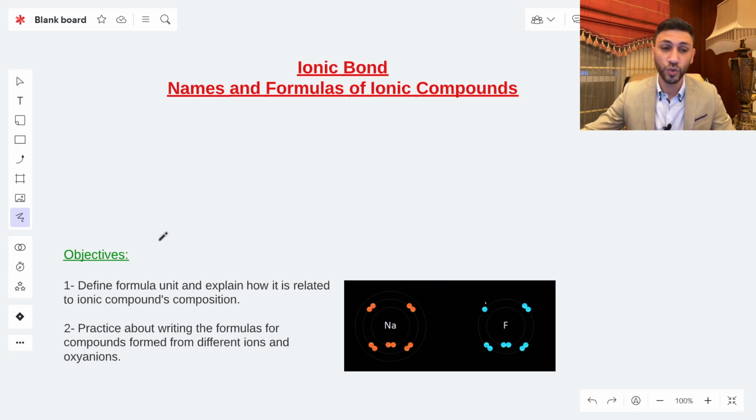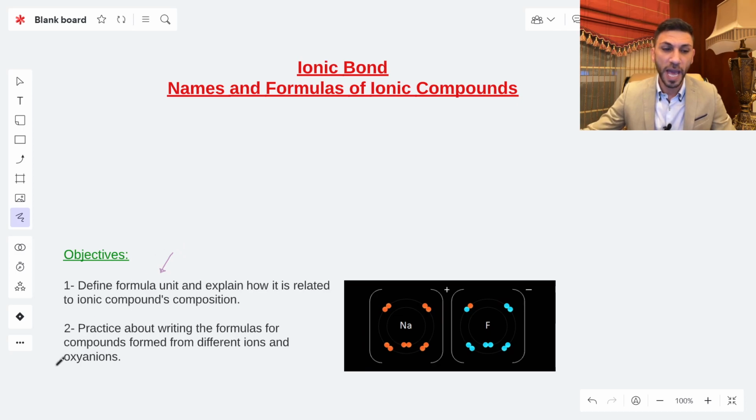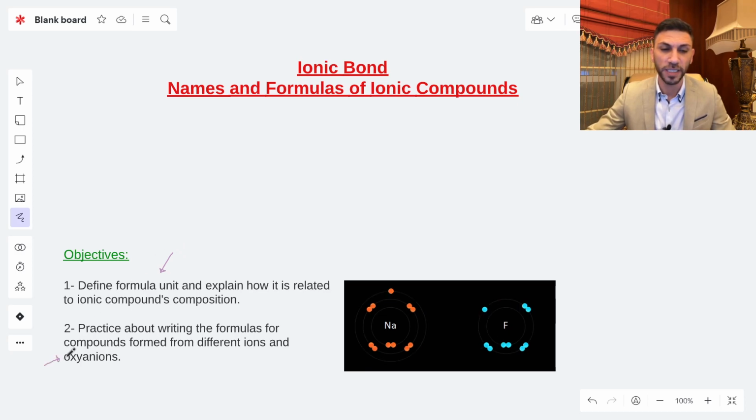So basically we have two new keywords. The first one is the formula unit. We need to understand what is meant by formula unit. And we have the oxyanions. Also, we need to understand what oxyanions are.